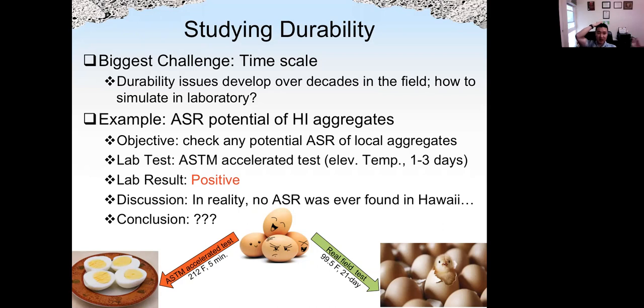So the biggest challenge is the time scale. How we can see the result in a reasonable short period of time, several weeks, months, or even a couple of years.